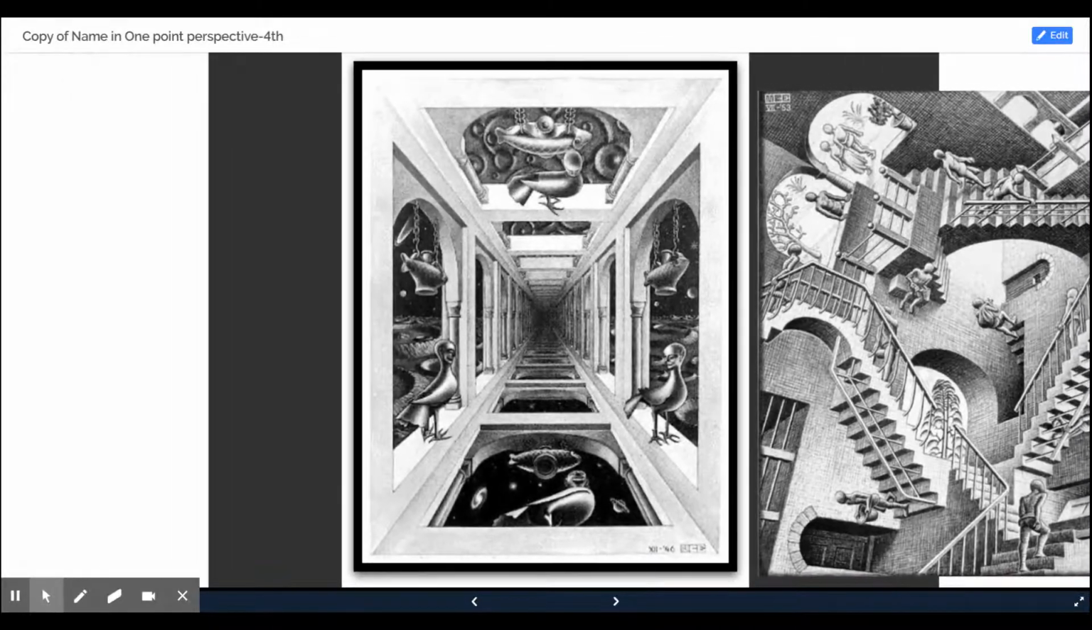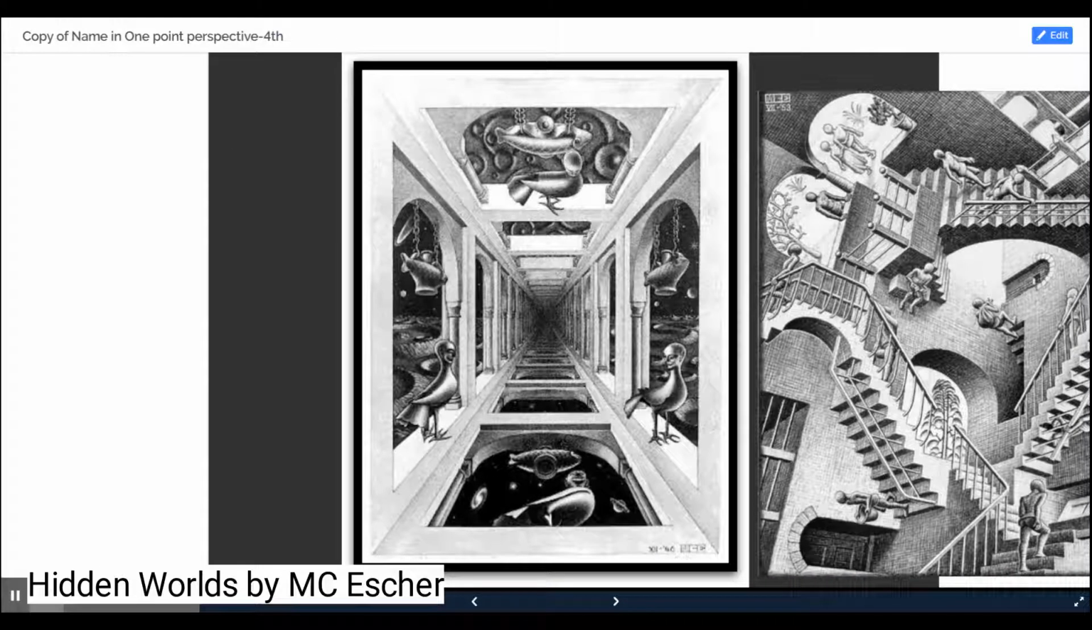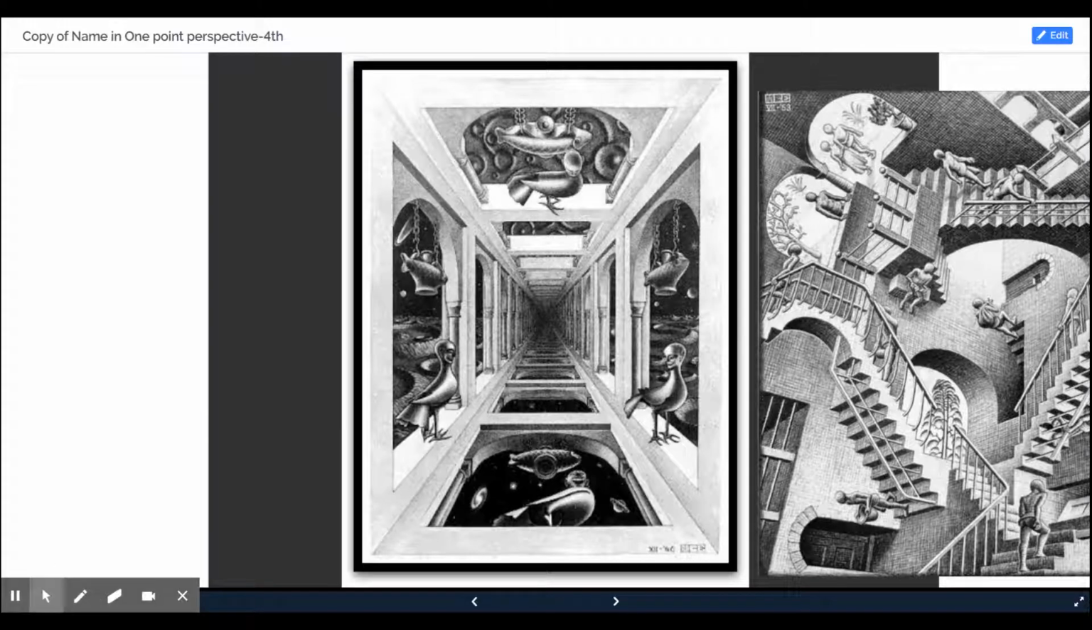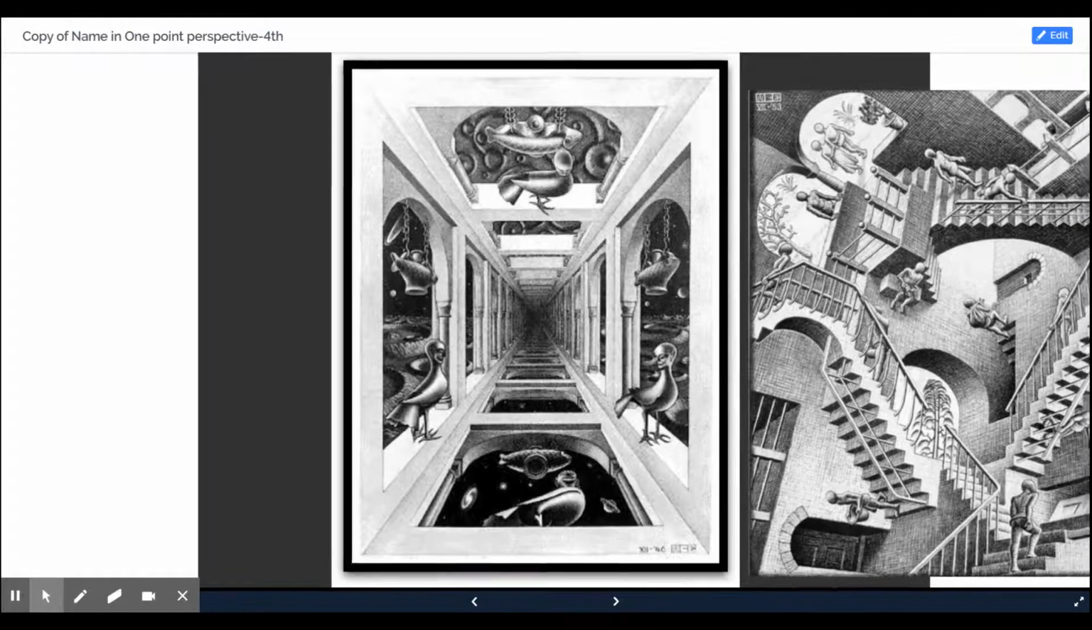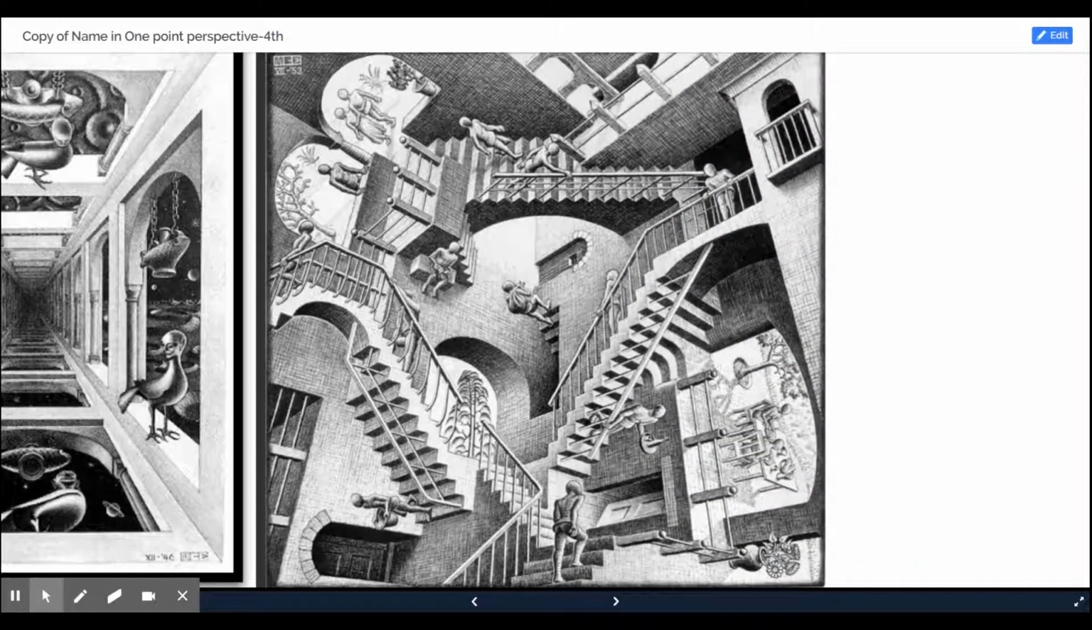These are both done by M.C. Escher. So using one-point perspective, you can make an image look like it's 3D that you can walk right into it. So this one that uses perspective, it's sometimes hard to tell which end is up.